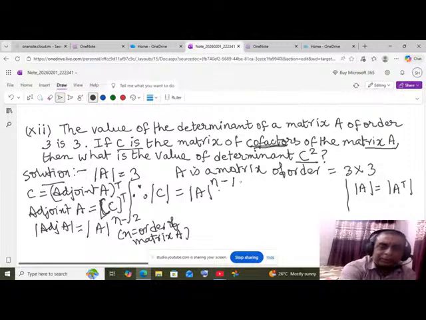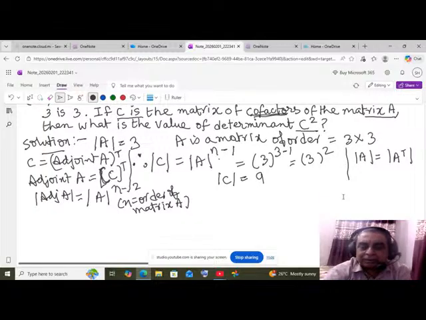The determinant of matrix A is given in the question as 3. Write the value of determinant A to the power of n minus 1. n is the order, so it is 3 minus 1, that is 3 to the power of 2. So the determinant of C, the value will be 9. 3 squared is 9.